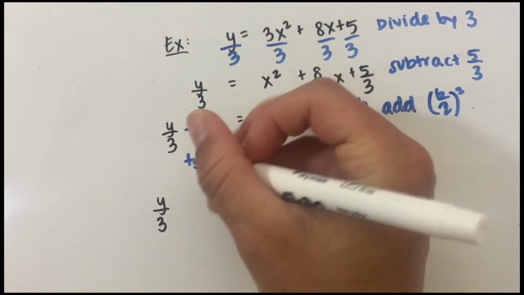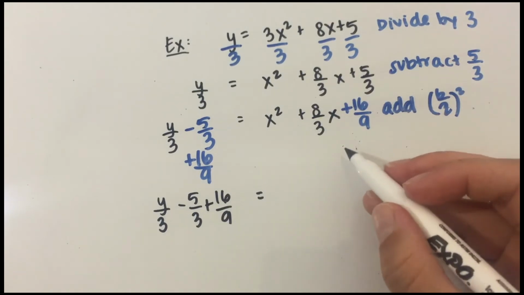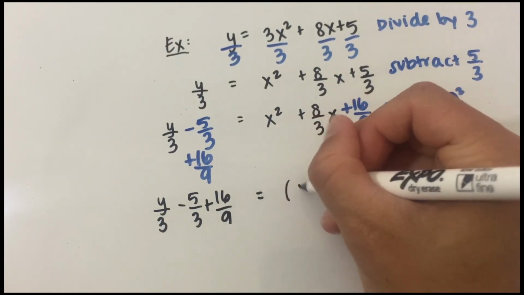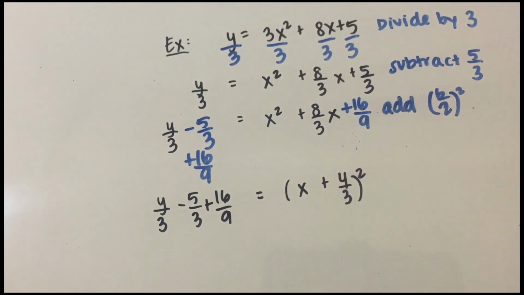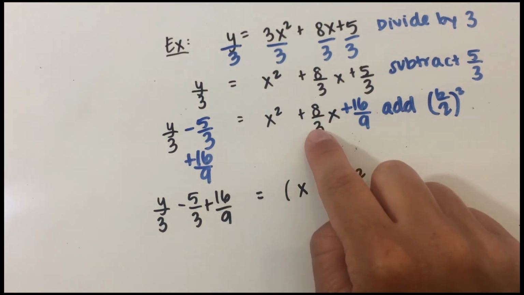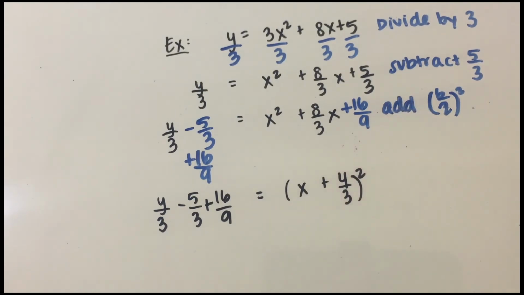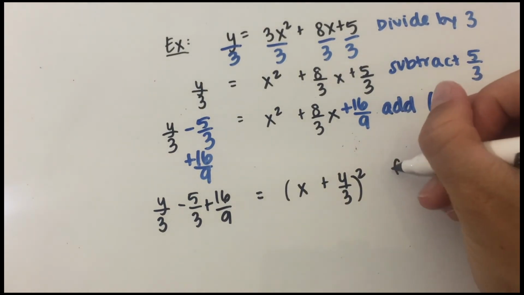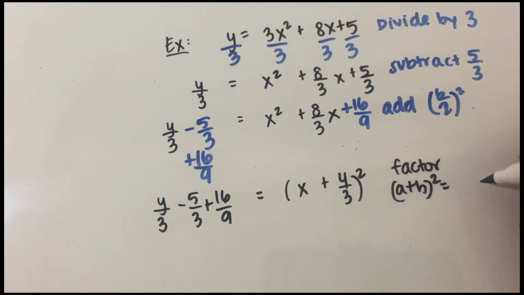So now I get y over 3 minus 5 over 3 plus 16 over 9 equals, and this part I'm going to factor. So I'm going to get x plus 4 over 3 squared, because 4 over 3 times 2 is 8 over 3, and 4 over 3 squared is 16 over 9. So here I'm factoring. And remember that a plus b squared equals a squared plus 2ab plus b squared.